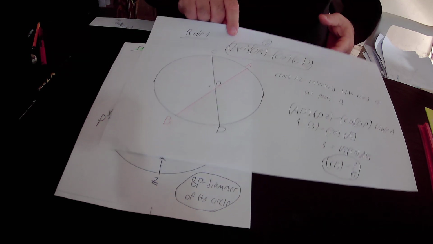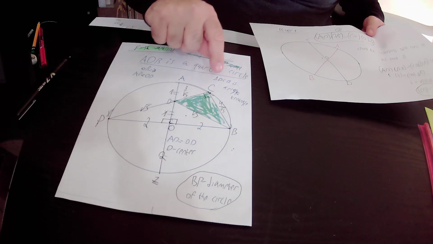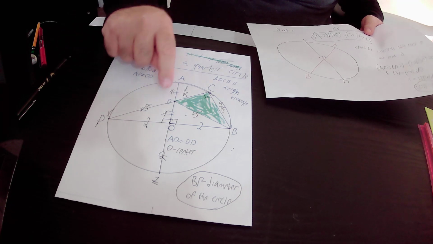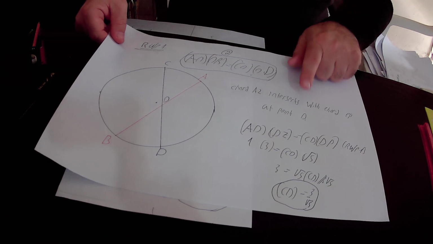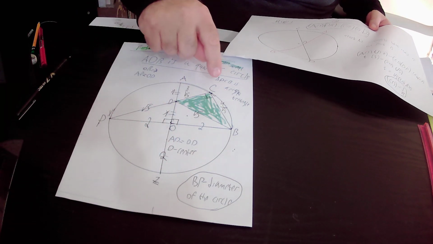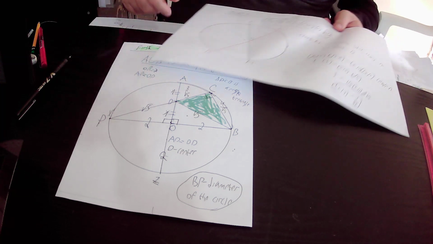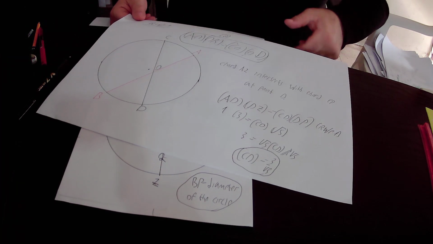We can implement rule number 1 in our drawing, because in our drawing we have chord AZ that intersects with chord CP at point D. Therefore, according to rule number 1, we get that AD times DZ equals CD times DP.